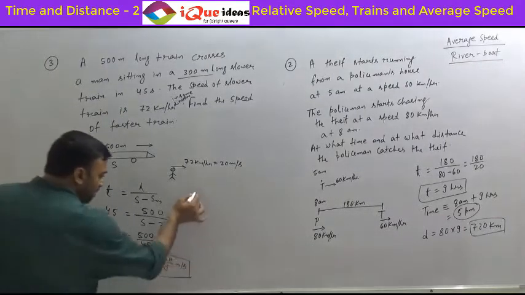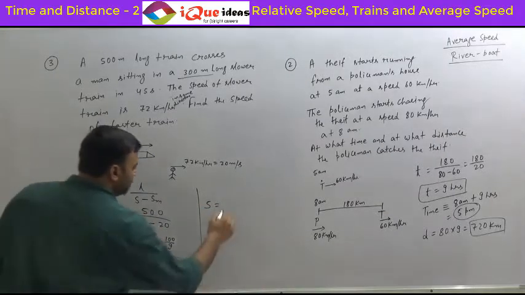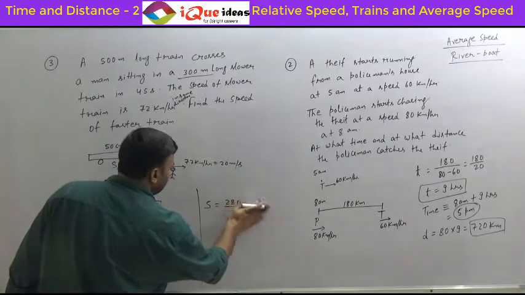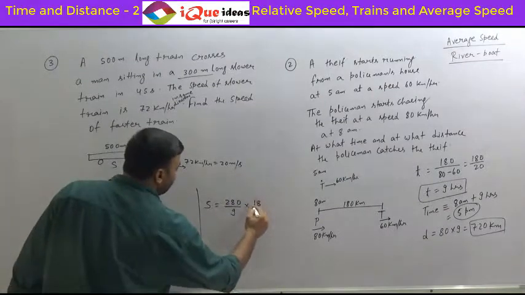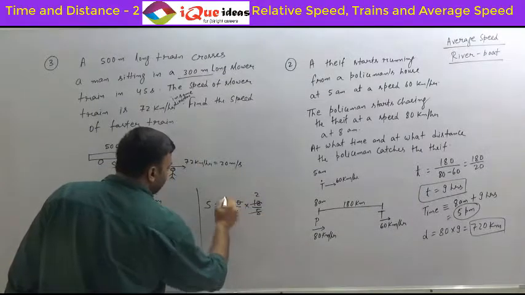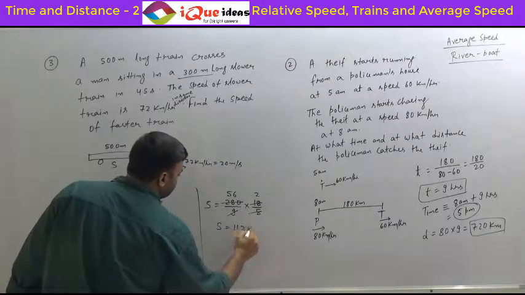Suppose we have to find it in kilometers per hour. So it will become 280 by 9 into this. We are converting from meters per second to kilometers per hour, so multiply by 18 by 5. So 9 twos are 18, and 5 into 56 times. So it becomes 112 kilometers per hour.